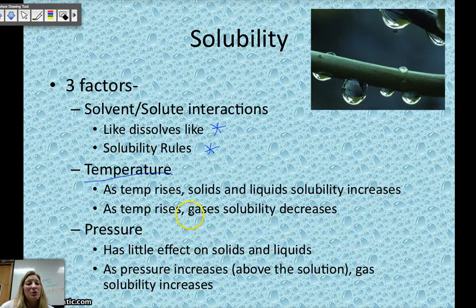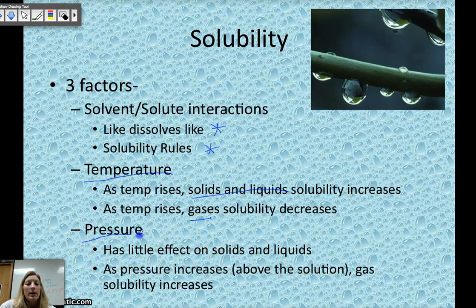The opposite is true for gases. Gases are already moving around so fast that when you put them into a liquid and increase the temperature, they move around so fast they move out, and their solubility actually decreases. So gases and solids and liquids are a little bit different from each other. Solids and liquids increase solubility with temperature. Gases are going to decrease.